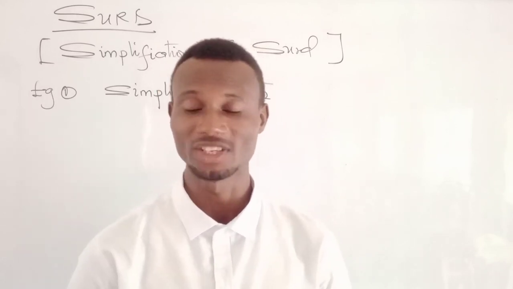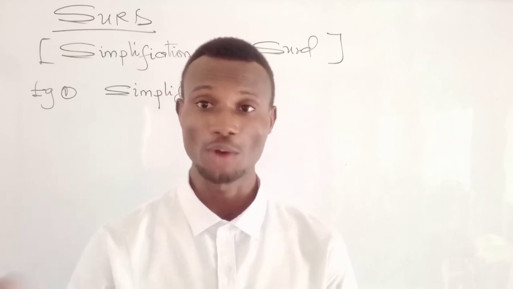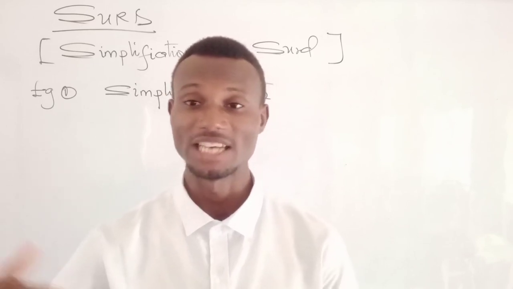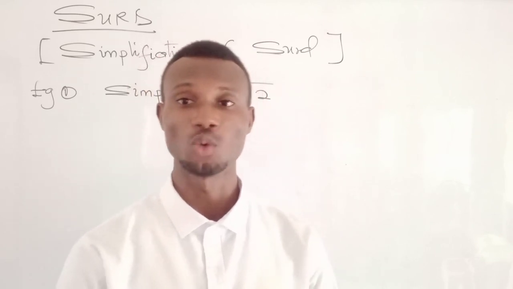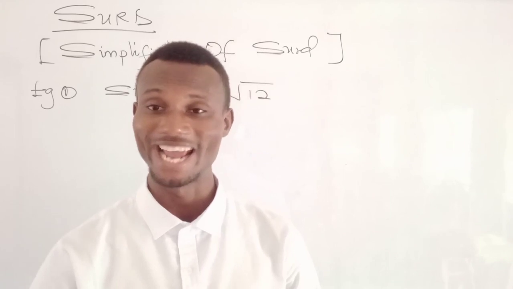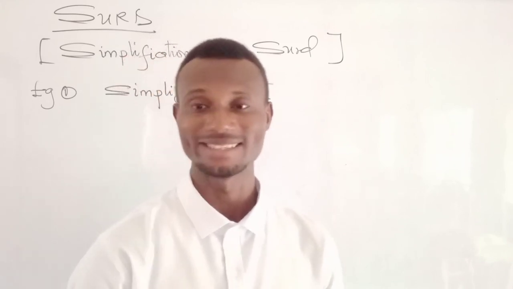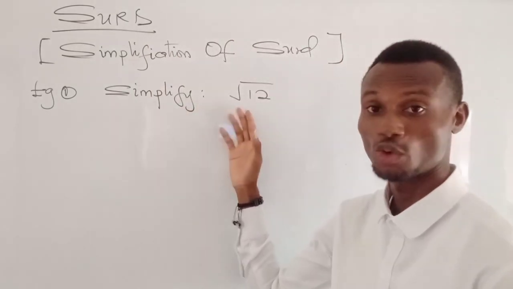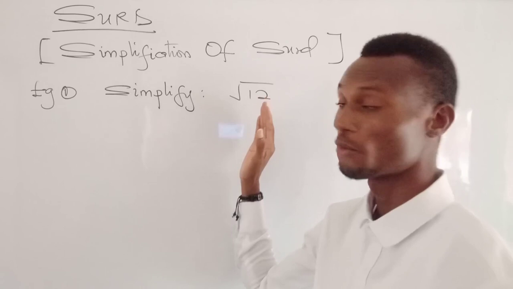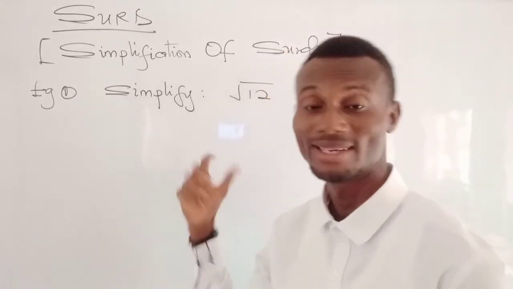Let me repeat it one more time. We have what we call SURD when you take the square root of any given number and the result does not give a whole number. An example is what I have on the board, the square root of 12. You know, the square root of 12 does not give a whole number, so it makes this one SURD.